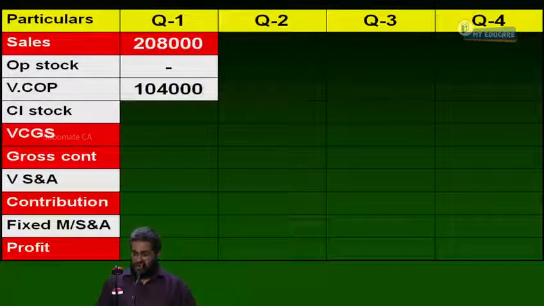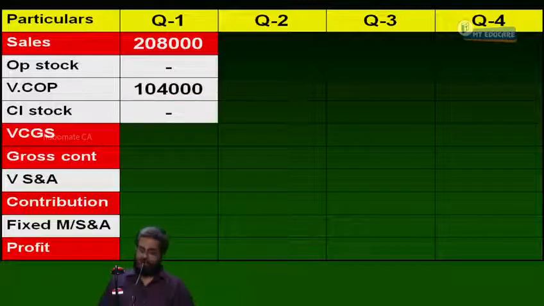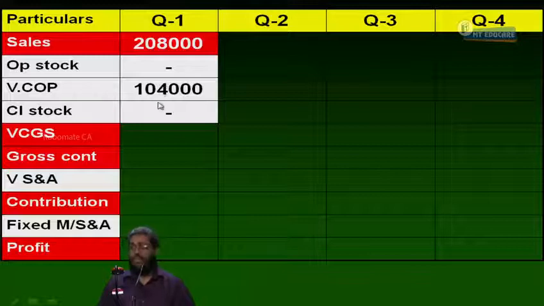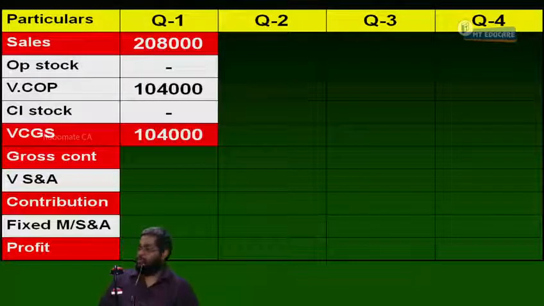Is there any closing stock in quarter 1? No. Put a dash. Opening stock 0 plus VCOP 1,04,000 minus closing stock 0. What is the variable cost of goods sold? 1,04,000. What is gross contribution?